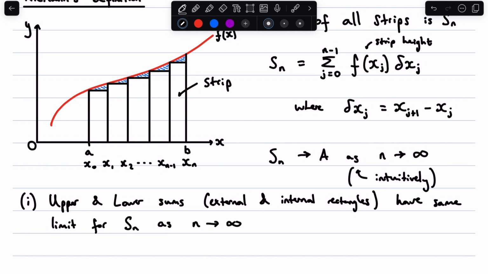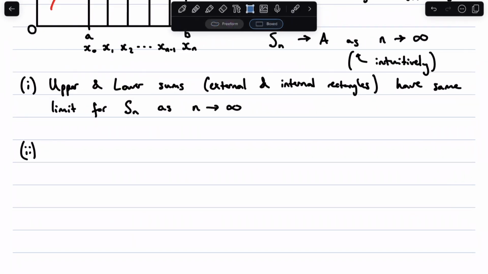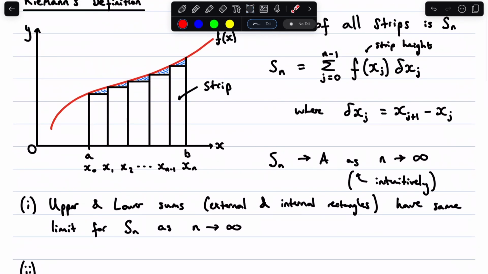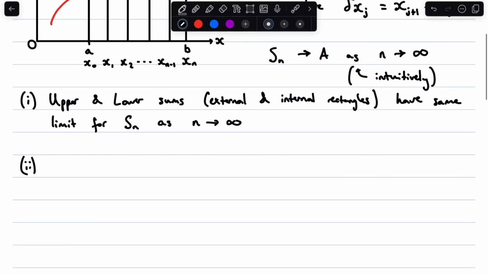So instead of using just upper and lower bounds for these values of height, so this is the lower bound where it's xj, and this would be xj plus 1 for any of these strips, you could use any height between those two values. So it could be xj plus a half, for example, would lie there, and it's just whatever the function is at that x value.